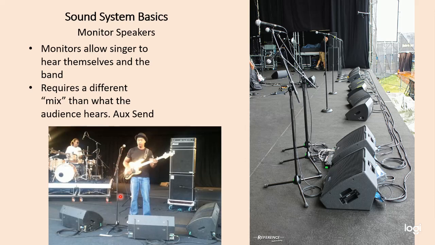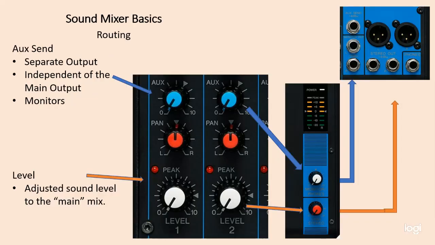And that's so that they can hear the other band members, the other vocalists, the other singers, and all of this monitor, these speakers here, they require a very different mix, right? They want to hear things differently than maybe what the audience will hear, right? So we need a separate send, and that's known as an aux send, an auxiliary send, or a monitor send.